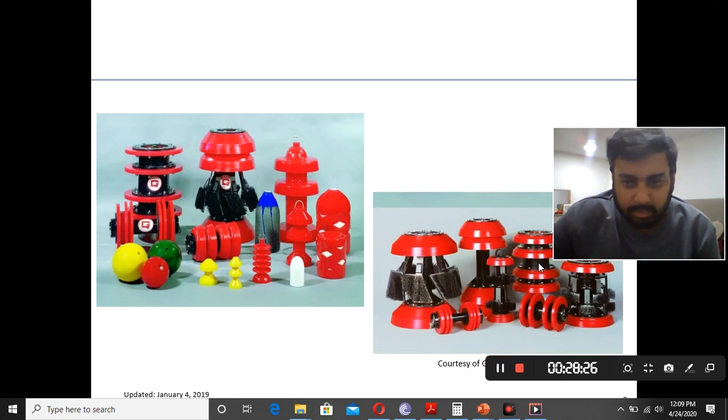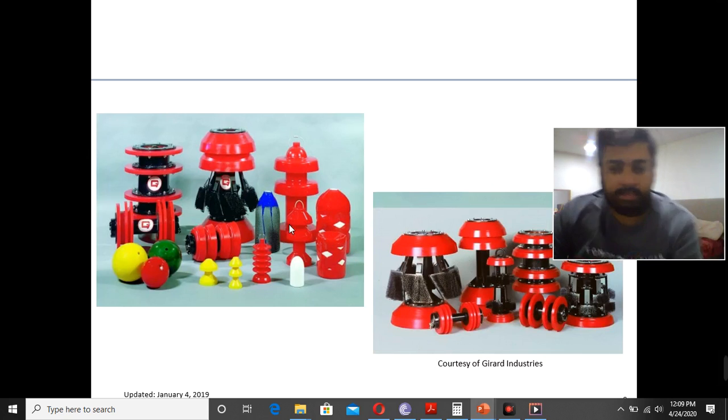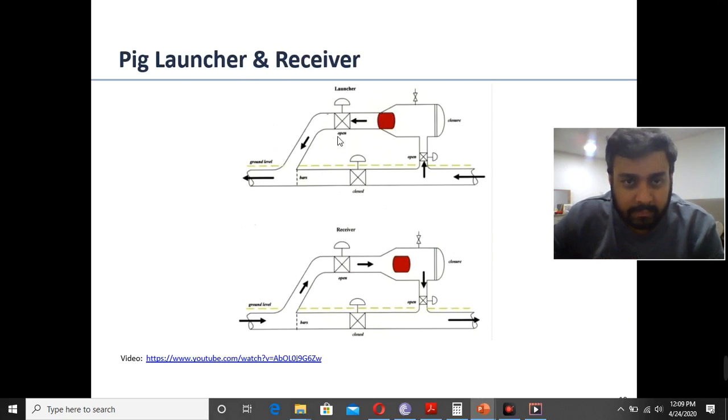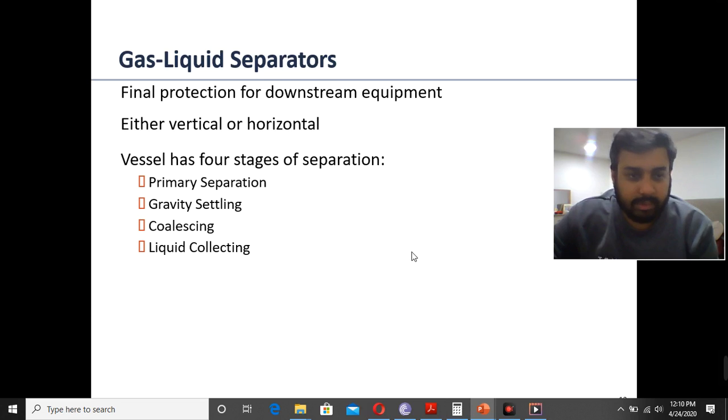These are some pig launchers, different types of pig launchers that we have depending on the size, the diameter of the pipe. Here you can see first what we can do. This is the launcher. We put the pig inside, then we have the valve. We open it, then the pig goes directly. Then at the receiver, after it finishes its job, the pig reaches here. We close this valve, then we can take it out. So this is the inlet and outlet, and here's the YouTube video where you can find out about the inlet receiver.